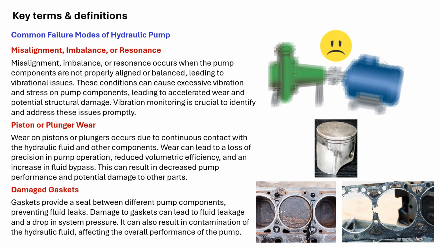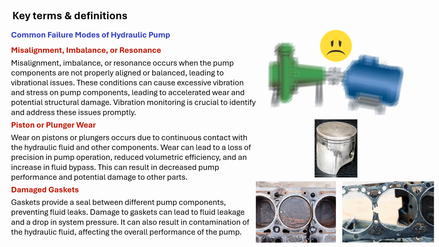Our fourth point is damaged gaskets. Gaskets play a vital role in sealing different pump components to prevent fluid leaks. When damaged, gaskets can cause fluid leakage, leading to a drop in system pressure and contamination of hydraulic fluid, impacting overall pump performance. Understanding these failure modes equips us with the knowledge needed to develop a comprehensive classification model for effective pump condition monitoring.